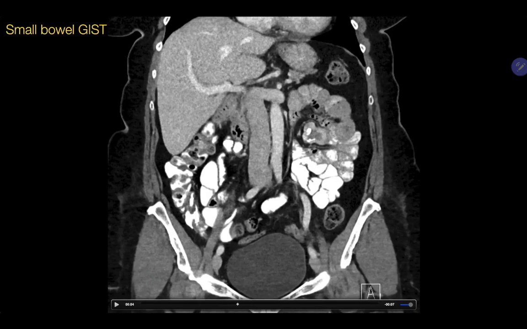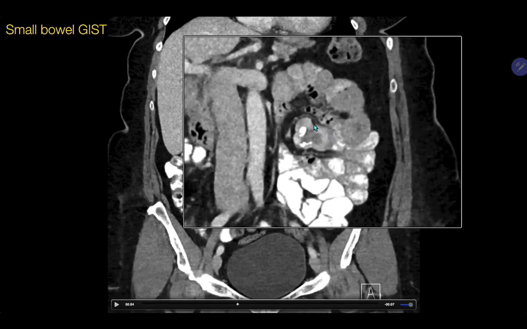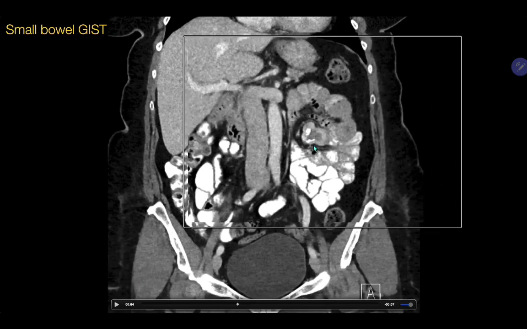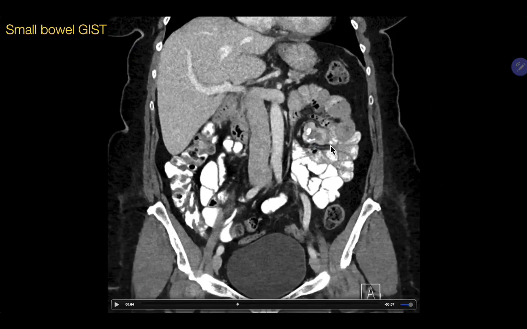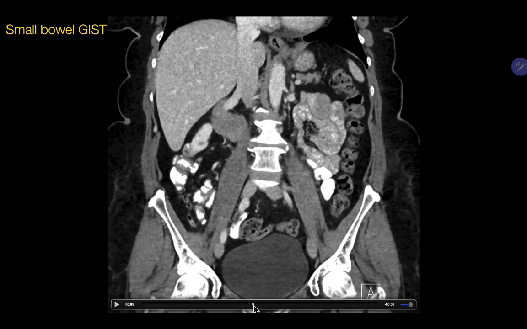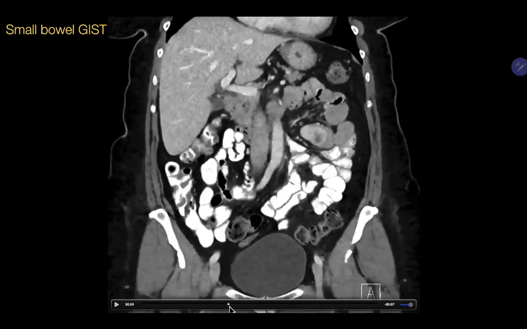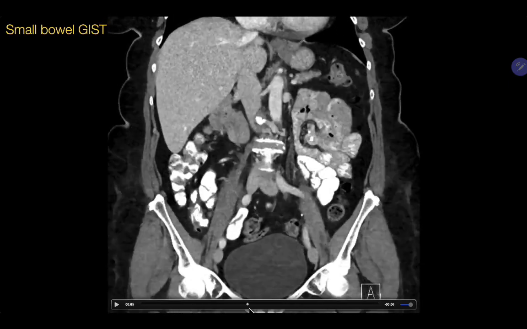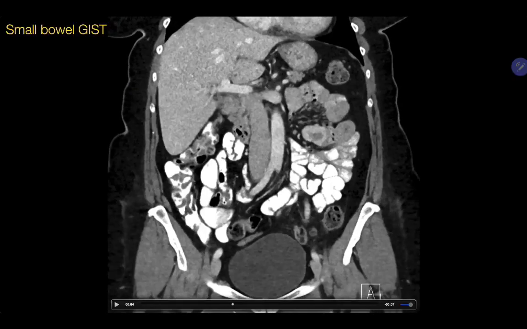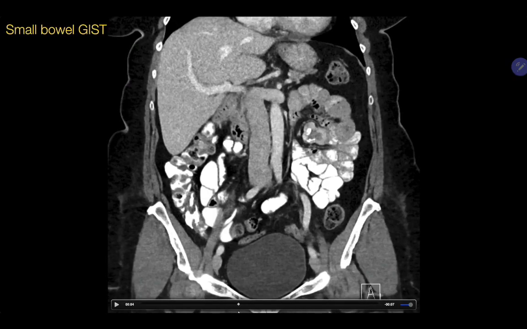So here in the left abdomen, there is a heterogeneously enhancing mass with a few calcifications, perhaps a little bit concealed by some of the bright oral contrast in this case, or perhaps you feel that the oral contrast helps. It's a little hard to say in this one, but this is a gastrointestinal stromal tumor of the small bowel.